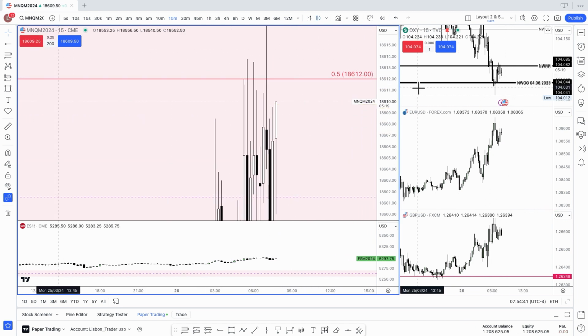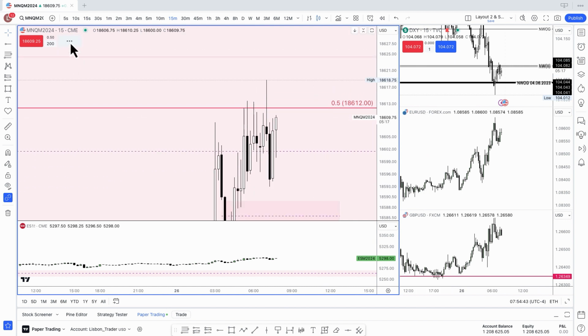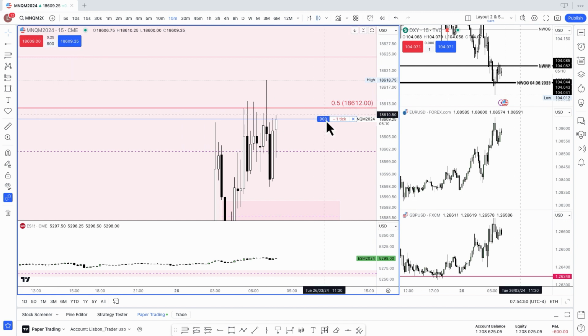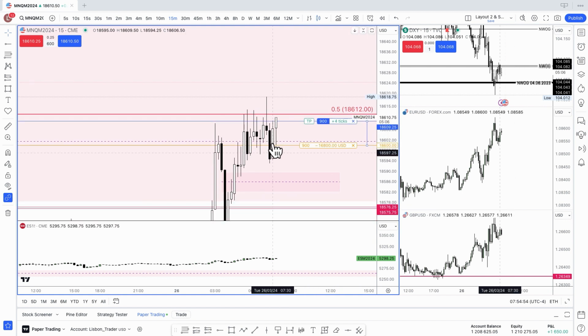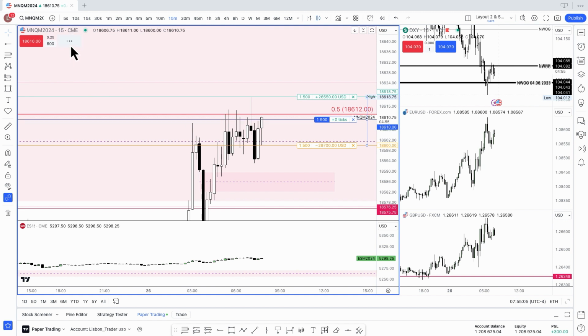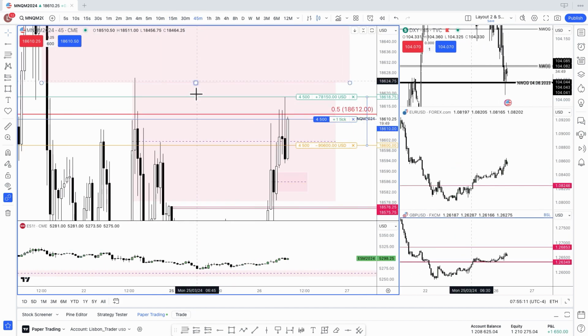Well, it did already. So let's reverse this, go to longs. Now it's just the opposite, so it did not come lower, it came to this order block, found some support, want this to be tagged. And now I'm betting heavily on this move.